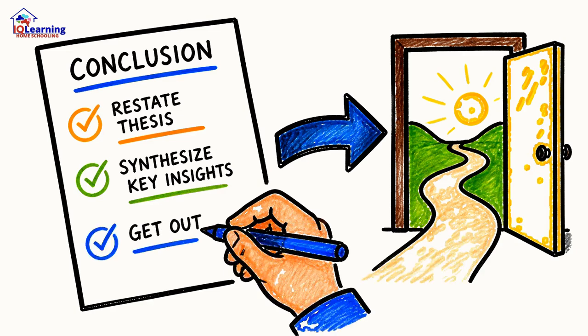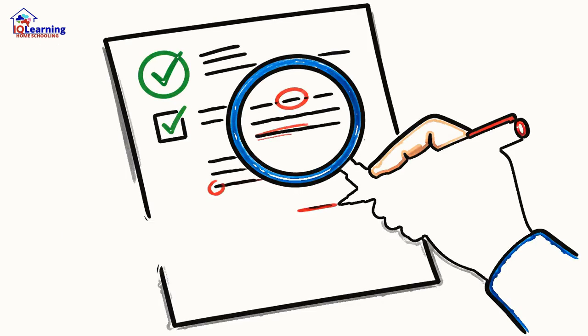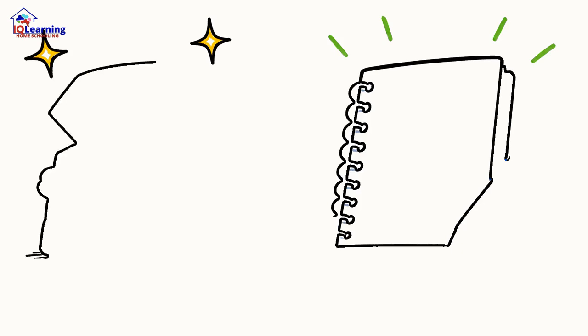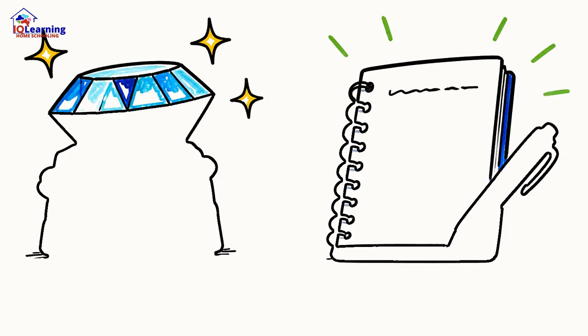No new arguments. Finally, a crucial 10-minute revision. Hunt for obvious errors. Check your balance. Here's the most important secret. It will not be perfect, and that is okay.